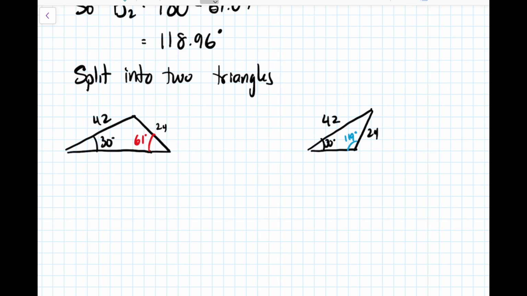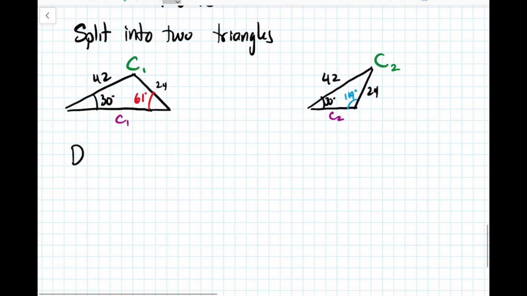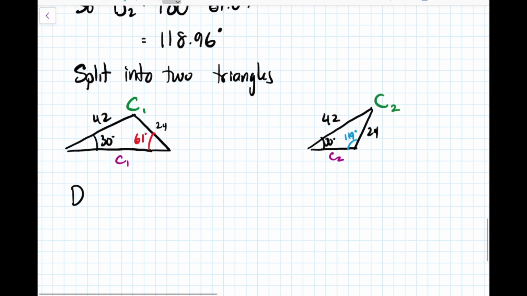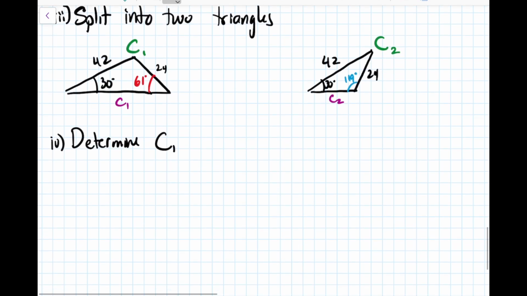So now it really just splits into two separate sine law questions, where we're going to use what we've got to figure out angle C in both of these. So angle C1, angle C2. And then we're going to use that angle to figure out side C1 and side C2. So you don't have to do anything different or strange at this point. There's no weird ambiguous case stuff. You basically just treat this as two separate questions. So our step 3 was to split it up. So our step 4 is going to be to determine angle C1 and angle C2. So let's just say angle C for both triangles.